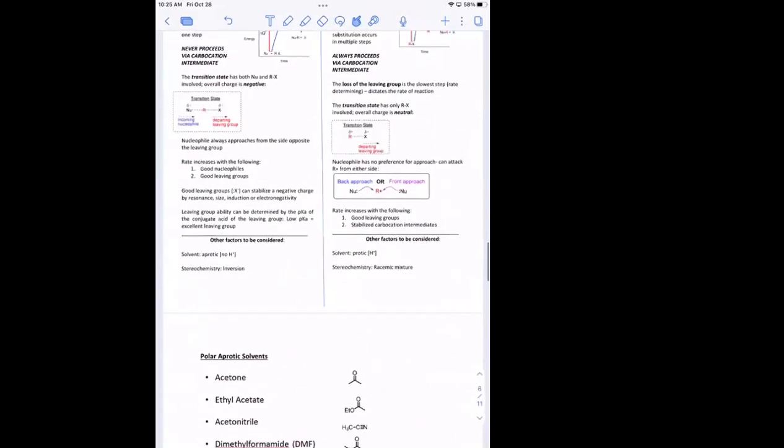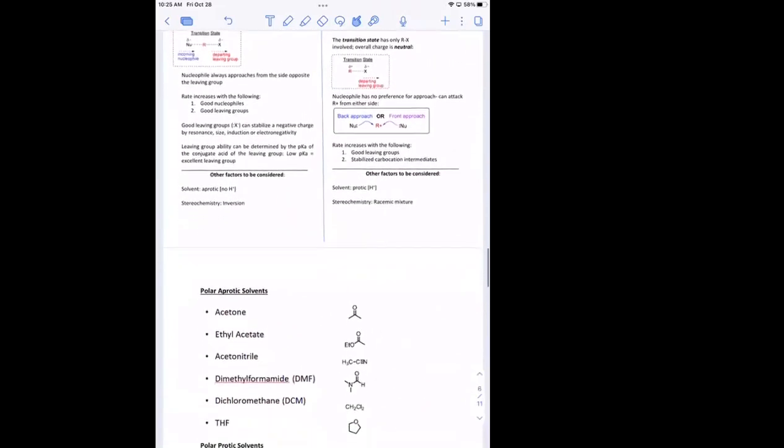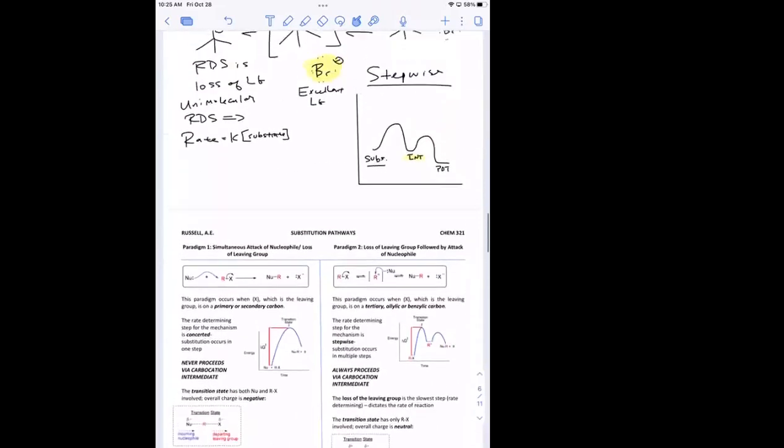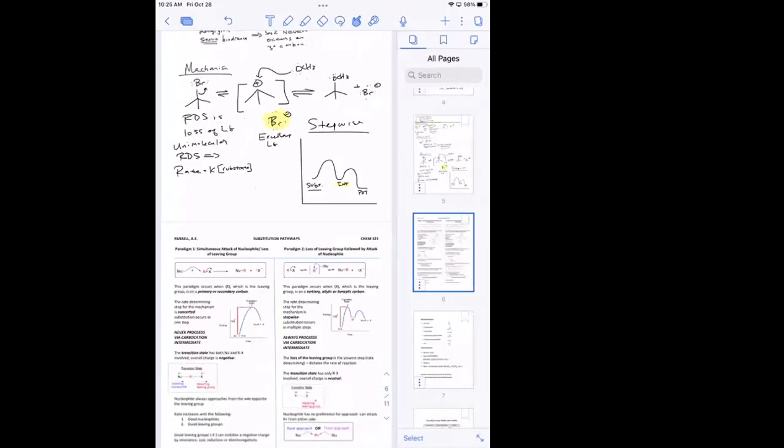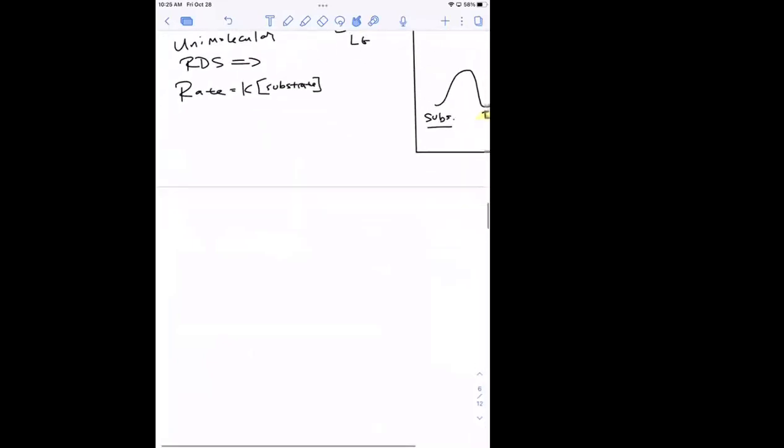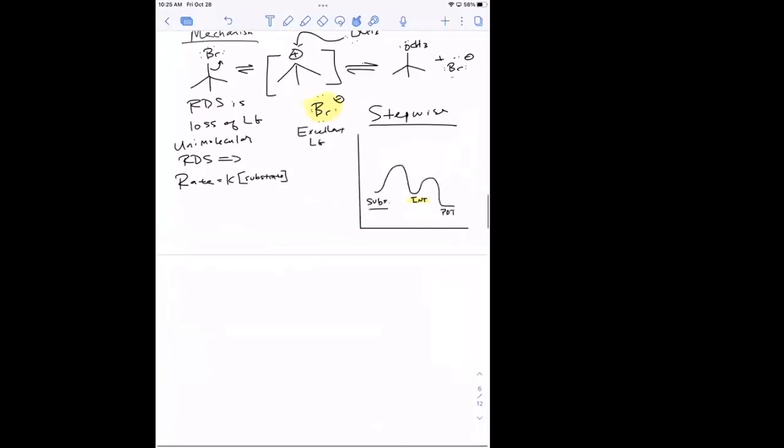All right, let's talk about one other thing. More than one other. Let's talk about the solvent. I talked about that with SN2, and we'll talk about it here. When we did the SN2 reaction, what did the solvent do to the nucleophile if it was protic? Anybody?